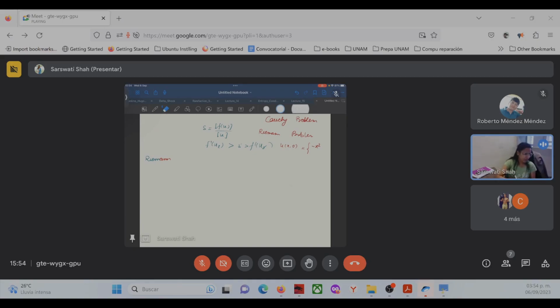Okay. Now, there is a stretching transformation, and we are going to see how it affects the given partial differential equation.